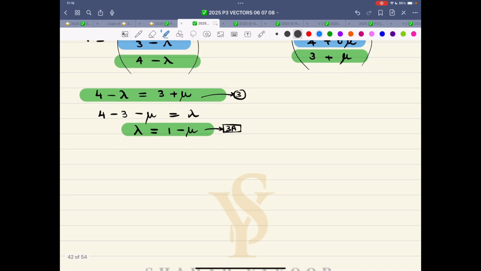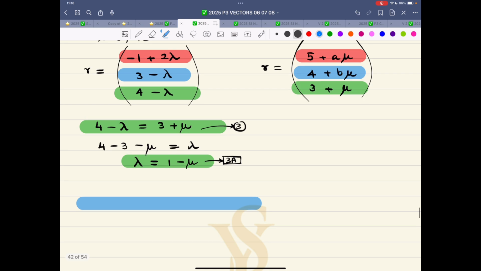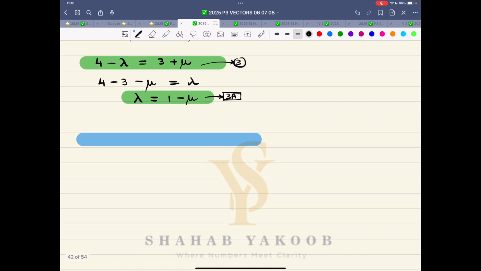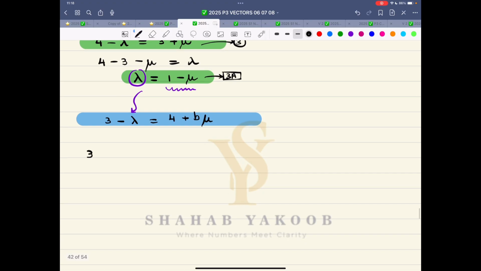Now let me focus on equation number 2. Which one is that? This is 3 minus lambda is 4 plus b times mu. But what can I do? I can replace this lambda over here with this. So therefore 3 minus, put a bracket, this is 4 plus b times mu, and what goes over here, this is 1 minus mu.